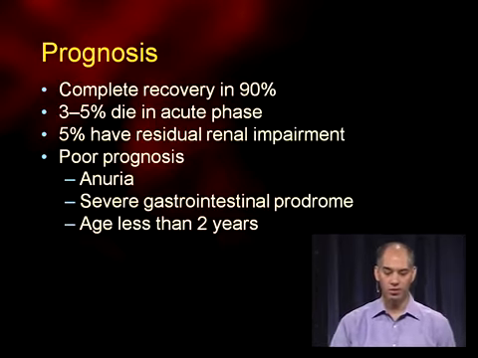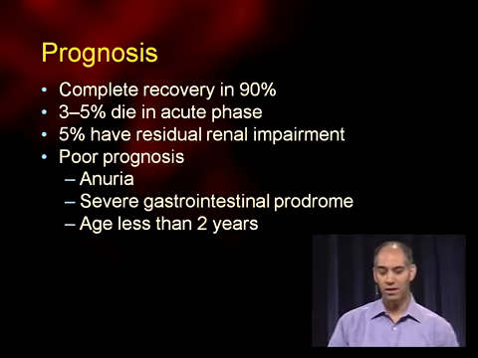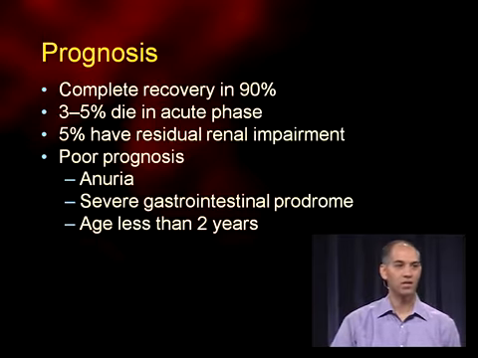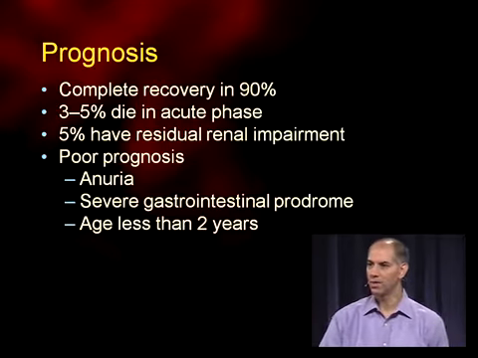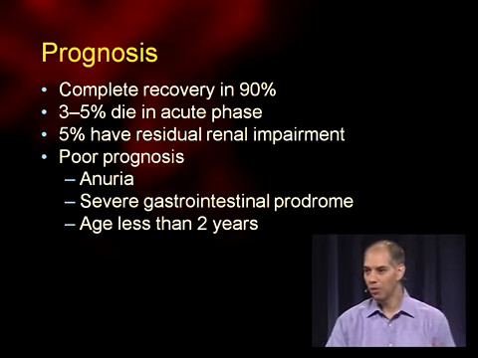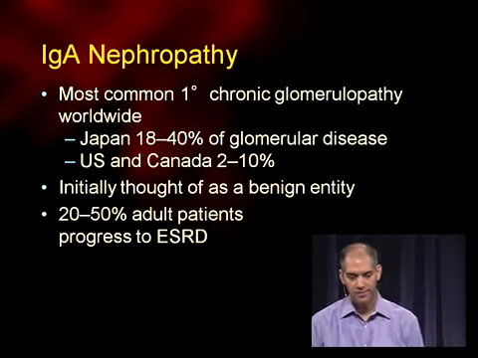About 90% will recover, but there is about a 3 to 5% mortality with acute HUS. And if you do the math here, 90% recover, 3 to 5% die. That's another about 5% who are left chronically on dialysis from HUS. The things that portend a worse prognosis are kids who completely shut down their kidneys, so anuria, the more severe the gastrointestinal prodrome, and kids under the age of 2 often don't tolerate this as well either.